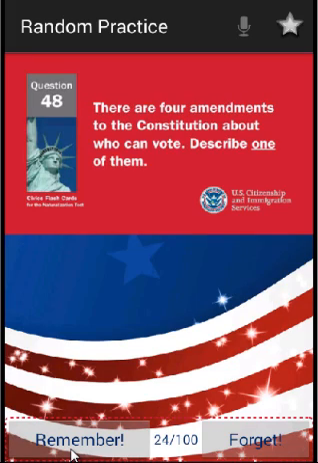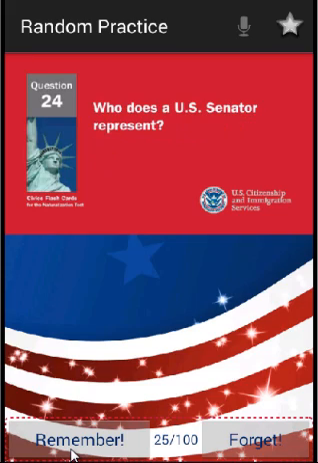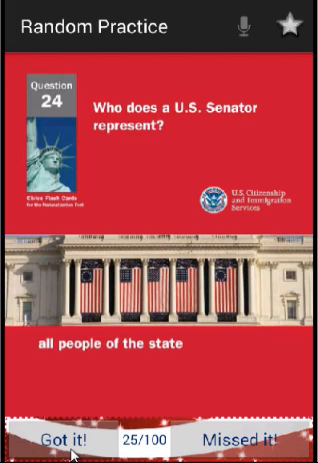There are 4 amendments to the Constitution about who can vote. Describe one of them. Citizens 18 and older can vote. You don't have to pay a poll tax to vote. Any citizen can vote. Women and men can vote. A male citizen of any race can vote. Who does a U.S. Senator represent? All people of the state.